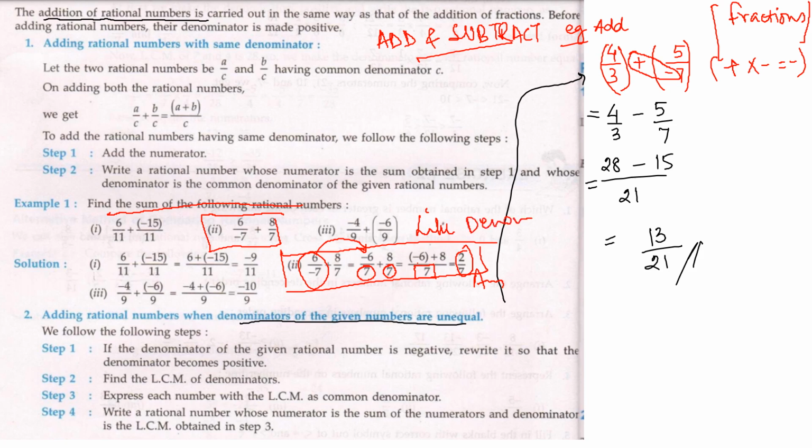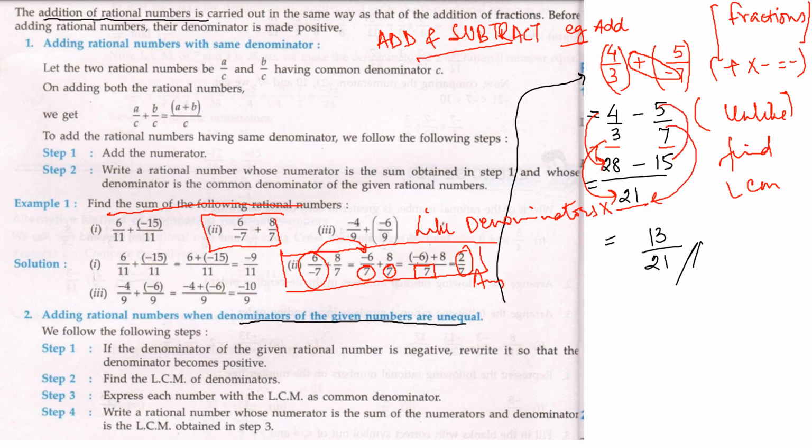denominators. Okay. And when denominators are unlike, then what do we do? We find the LCM. And the LCM of 3 and 7 is 21. Now 3 into 7 is 21, so 4 into 7 is 28. 7 into 3 is 21, so 5 into 3 will be 15. So 28 minus 15 by 21 is 13 by 21. Okay, everything is the same as we have done.